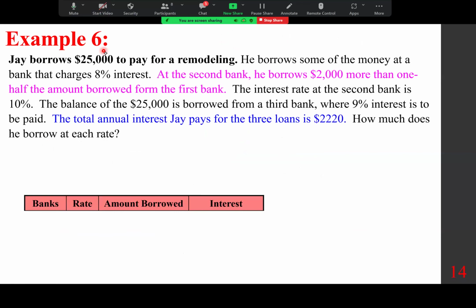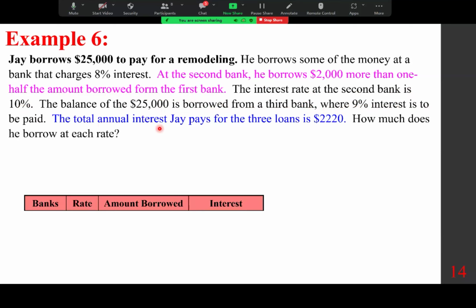Example number 6. Jay borrows $25,000 to pay for a remodeling. He borrows some of the money at a bank that charges 8% interest. At the second bank, he borrows $2,000 more than one-half the amount borrowed from the first bank. The interest rate at the second bank is 10%. The balance of the $25,000 is borrowed from the third bank, where 9% interest is to be paid.